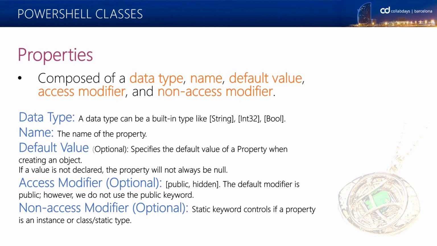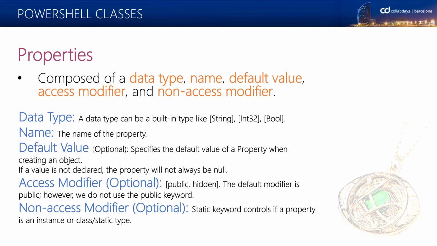So on the data type, something simple: string, integer, a boolean. You put the name, and you can actually define a default value. And as we can do the same thing in C# on a development side, you can actually have public and hidden methods within. So the default modifier is public. However, we never use the public keyword within the code, and we can also have static keywords on the properties, as an instance or a static type.